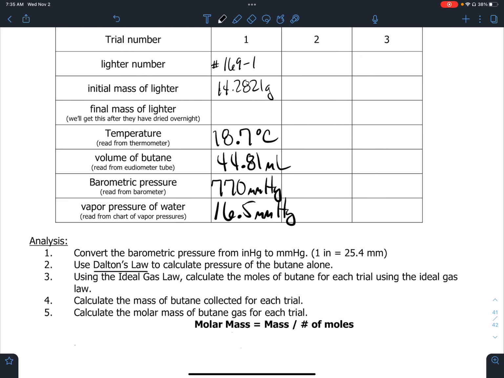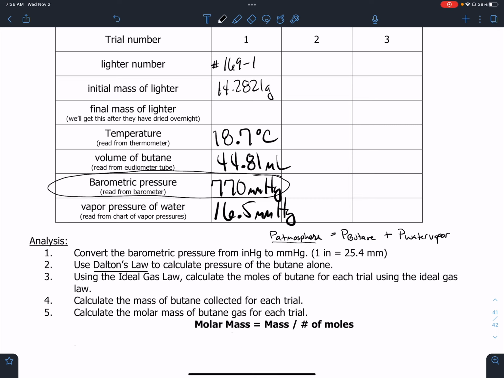So it says calculate the pressure of the butane alone. So the pressure of the butane plus the pressure of the water vapor that we collected in the tube should have been equal to the pressure in the atmosphere. So remember in your data, we looked up barometric pressure. This is the pressure of the atmosphere, so you'll just plug that in.